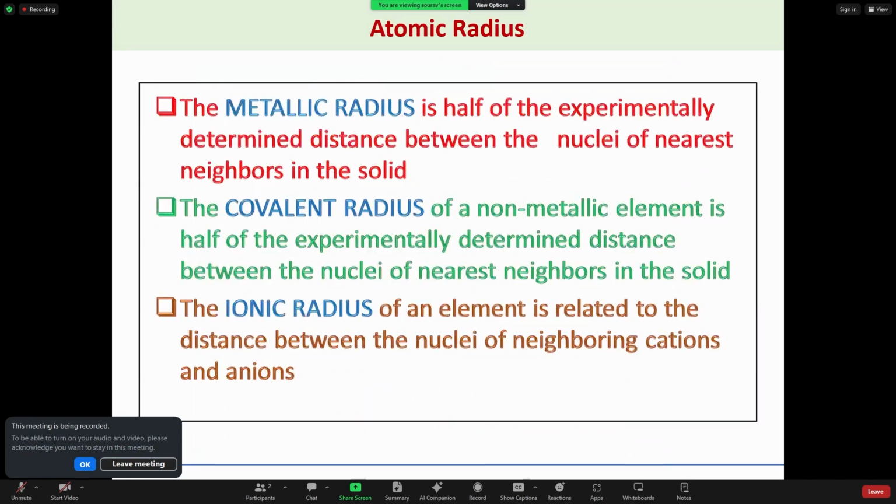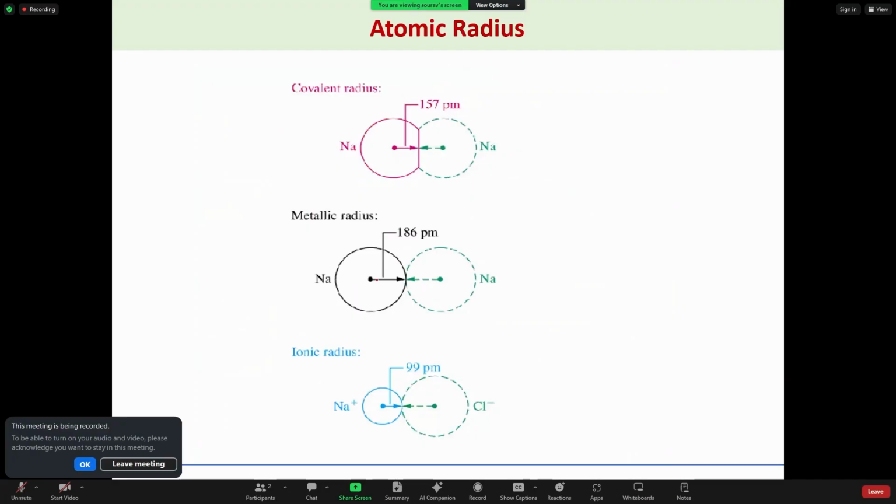So here you can see there are different types of radius. First of all, the metallic radius. Metallic radius is half of the experimentally determined distance between the nuclei of the nearest neighbors in the solid. Suppose there are two sodium atoms in the solid state. This distance is called the metallic radius of that sodium metal. So this is the metallic radius.